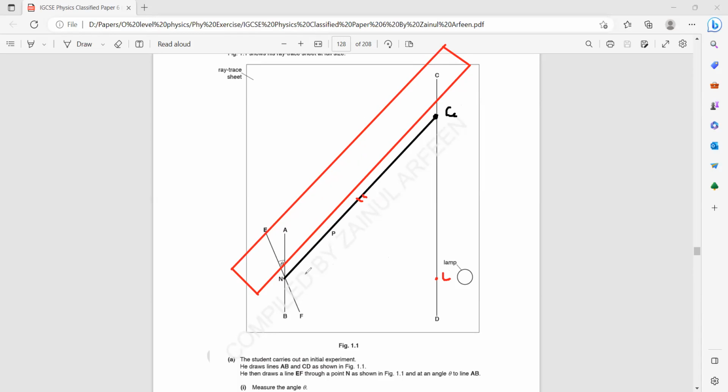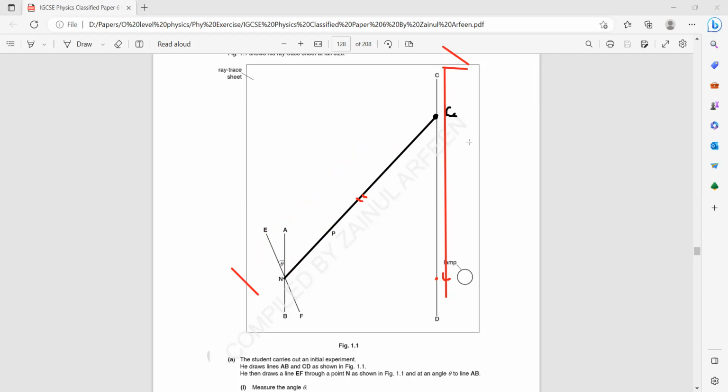This one is L, this is NG, and this one is LNG. No, this one is NG, and you want to measure LNG, so you will place it here. This is LNG.